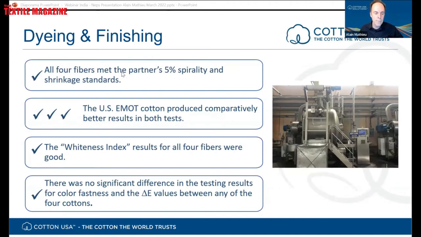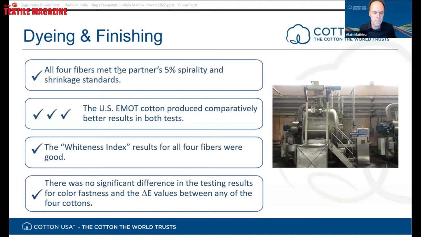All four fibers met the partner's 5% spirality and shrinkage standards. If we look at the individual results in the report, the US cotton produced comparatively better results in both tests. The whiteness index results for all four fibers were good. And there was no significant difference in the testing results for color fastness and the delta E values between any of the four cottons.